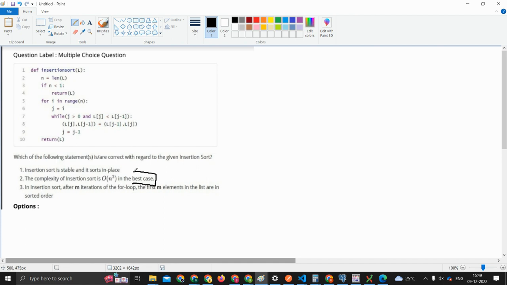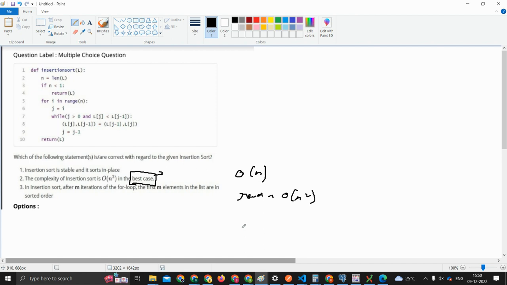Let's see this. What is the best case complexity? Best case is when the array is already sorted. So for the best case, it's order of n when it's already sorted, and when it is reversed or decreasing, then it is the worst case, and that's n square. Sachin, got this? Yeah, got it.